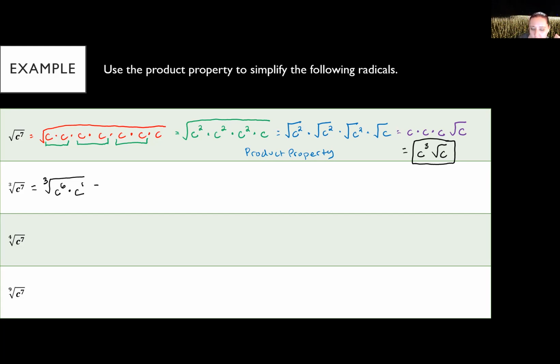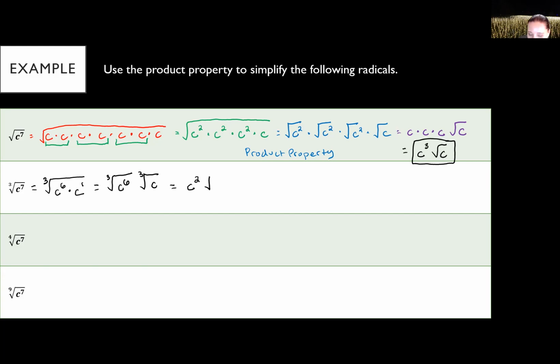So I'm going to take my product property and split it up. And these are cube roots, so I need to make sure that I remember to put that 3 there. So I'm splitting it up. I've got the cube root of c to the 6th, and then the cube root of c. And then that cube root of c to the 6th, I can simplify. I can take that exponent of 6 divided by 3, which gives me 2. So that's going to give me c with an exponent of 2.